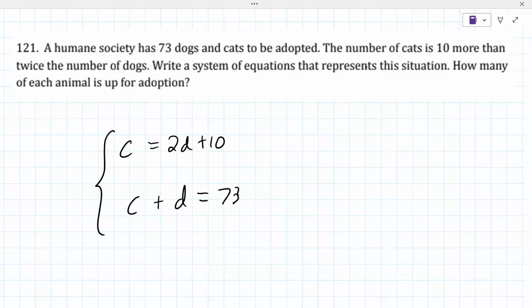Okay, now for the first one, do you have any concerns about it? Sometimes it's good to pick a number. Like the number of cats is 10 more than twice the number of dogs. So if there's 5 dogs, there should be how many cats? Well, 10 more than twice the number of dogs would be 20. Does that produce this equation? It does, but that's sometimes a good check. It's easy to write the wrong equation. So this is a substitution problem. Go ahead and solve this for us, please.